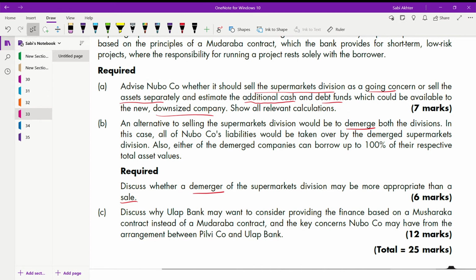And don't underestimate the power of theory. 12 marks, 12 marks is not a game. So please understand the value of theory, and I am confident now, and I have this faith in my students, that after knowing this, you will focus more on the theory part.